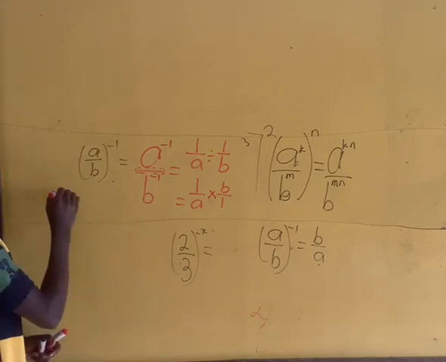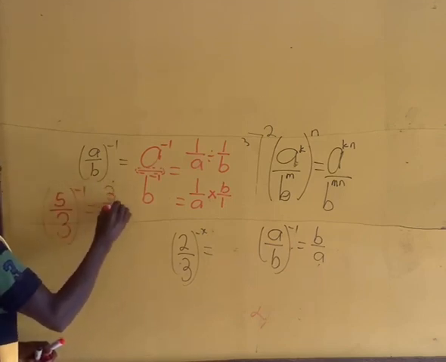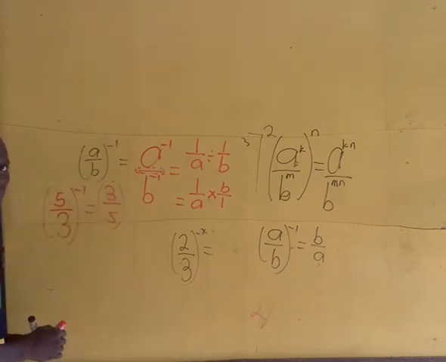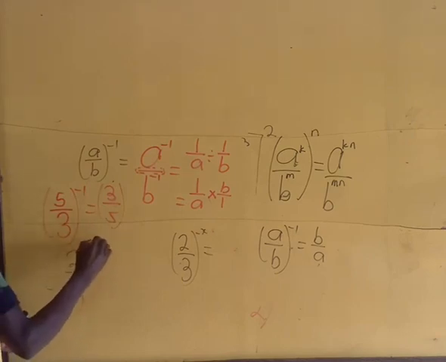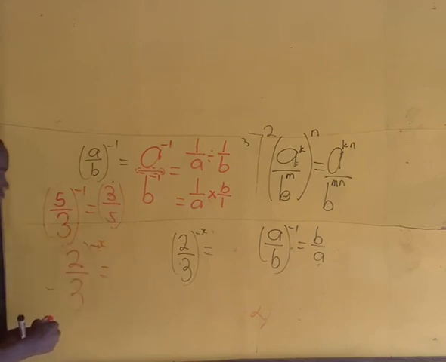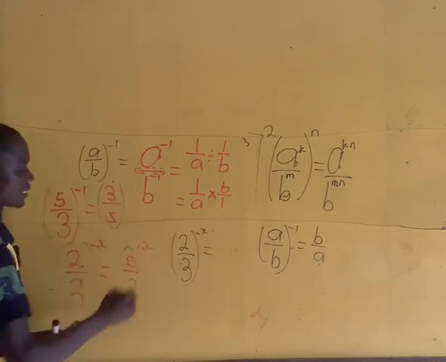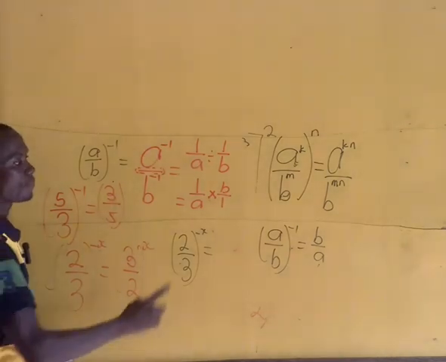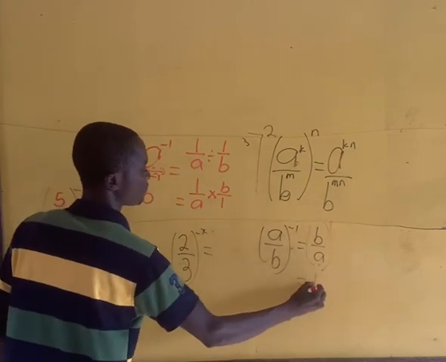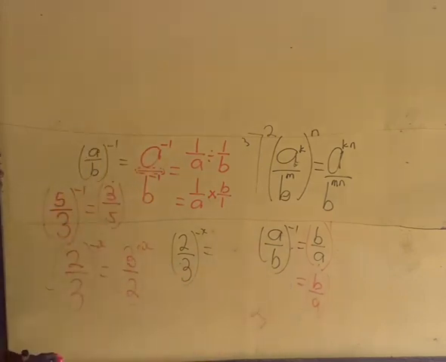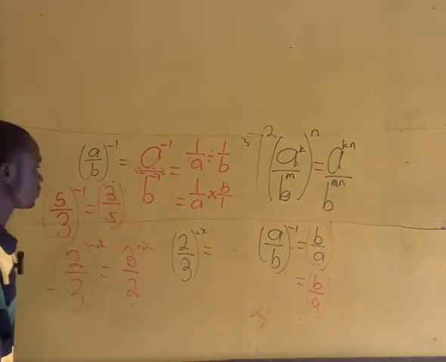If I have, let's say, 5 out of 3 power negative 1, so this will give me 3 out of 5, then the power becomes positive. What about this one? If I have 2 on 3 power negative x, then this is the same as 3 on 2. Then the power becomes positive x. In a very simple way, because here the power became positive 1, right? But positive 1 is 1, that is why we write a B out of A. So here too, the power becomes positive x. So the inner one will turn upside down.